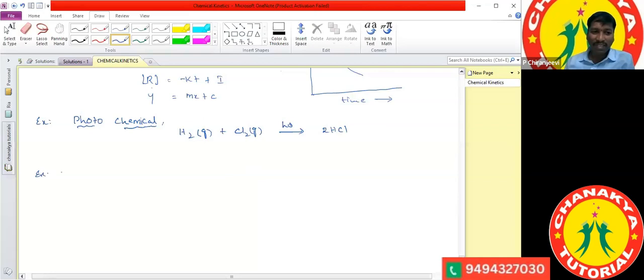Second example: what is the second example here? Decomposition of ammonia.